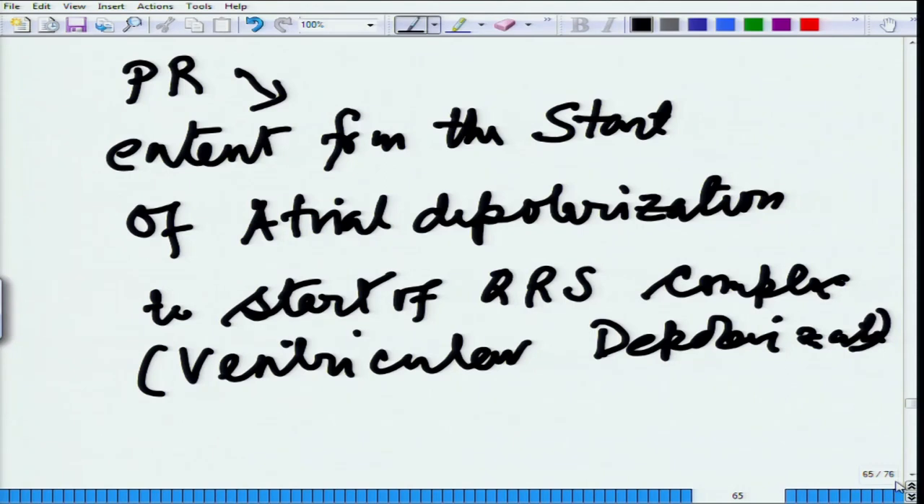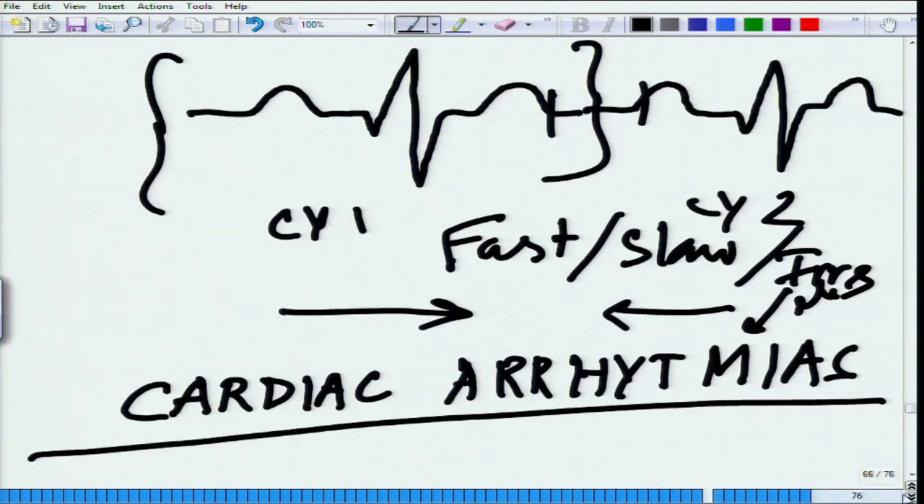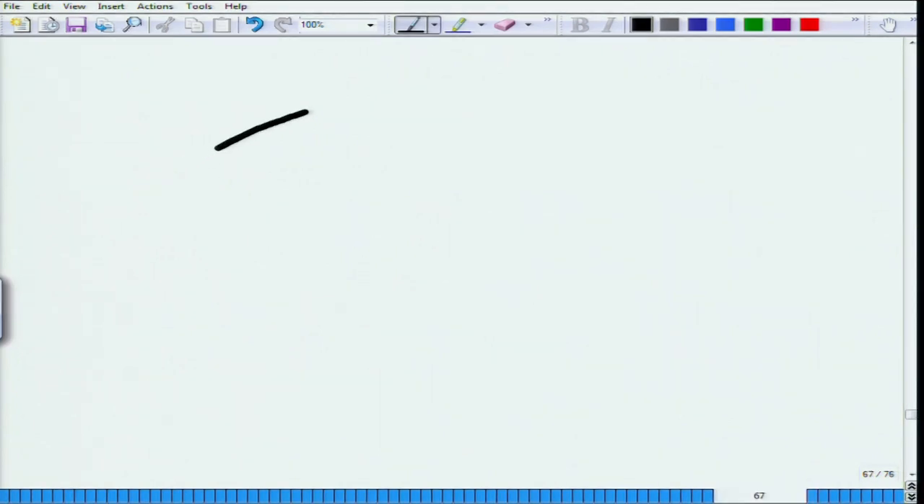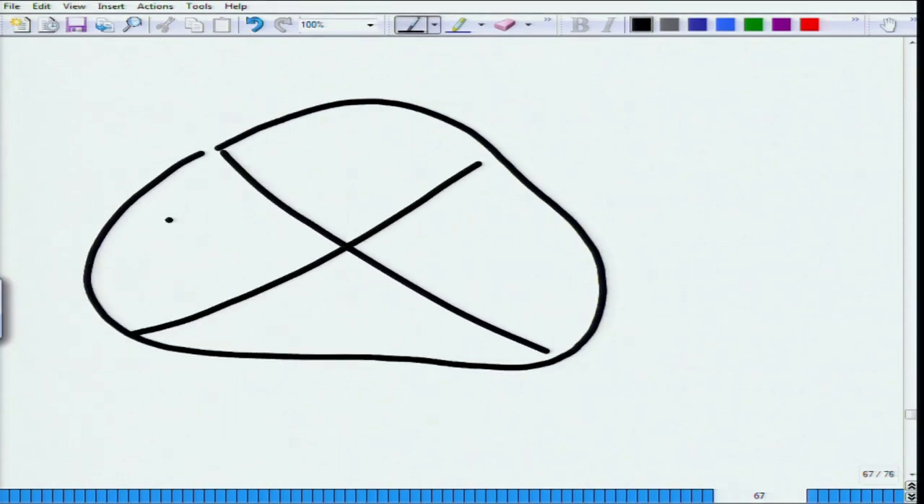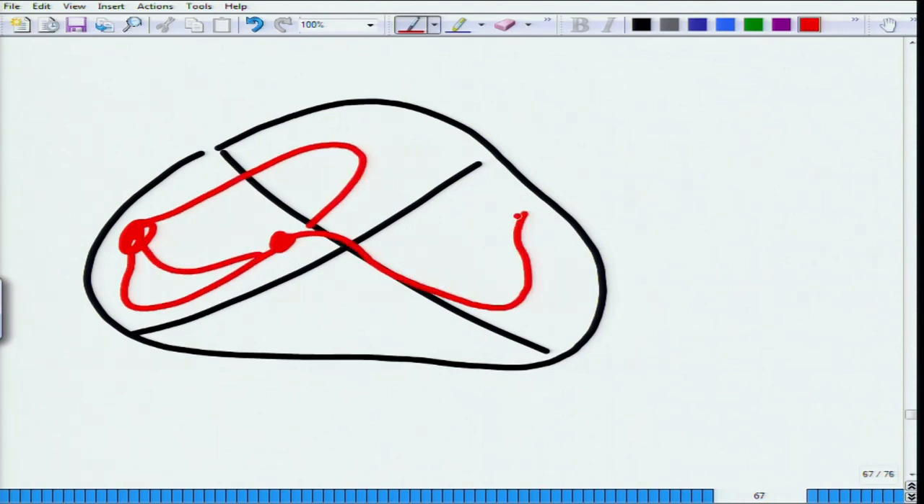talking about the PR interval, when you talk about the PR, generally whenever the PR is more than 0.25 seconds, there is some kind of a problem. Why is it so? Let us physically understand the process. What exactly is happening? If this is the heart we have, and this is the circuit we are talking about, with the AV node, SA node, and Purkinje fibers and everything.